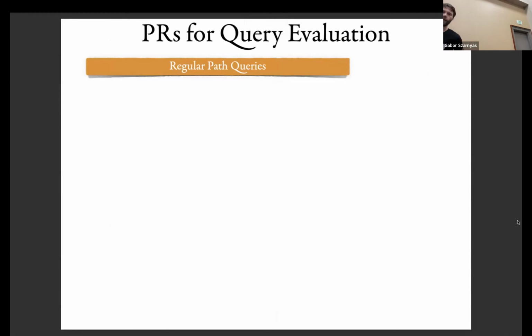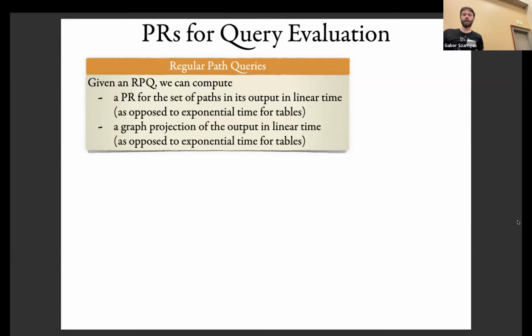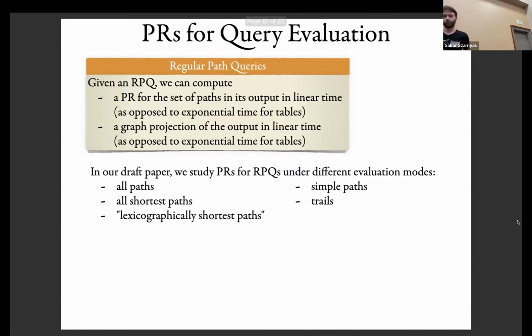For regular path queries, if you have a regular path query, you can compute a path representation for the set of paths in its output in linear time. If you want to do this with the table, it costs you exponential time, because you can have exponentially many paths. If you can avoid this table representation in the middle, and you're only interested in the graph projection in the end, you can go from start to end in linear time instead of exponential time. So it seems promising.